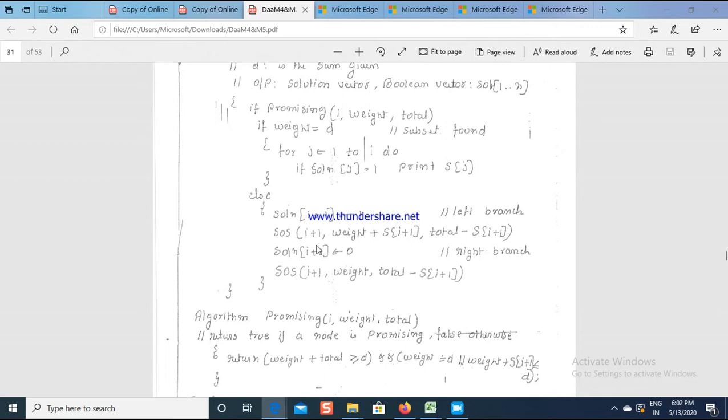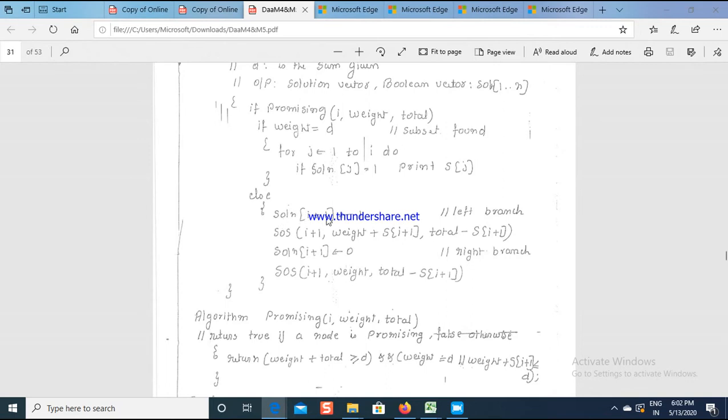For the right branch, again the same thing: index will be incremented by 1. The weight will be the parent weight only. You don't add the next element when it is a right branch. Anyhow, the total will be the same, whether it is with or without, the total has to be decremented. So index is the same and total is also the same. The only difference between the right and the left branch is this weight. For the left branch, it is with the next element. For the right, it is without the next element.